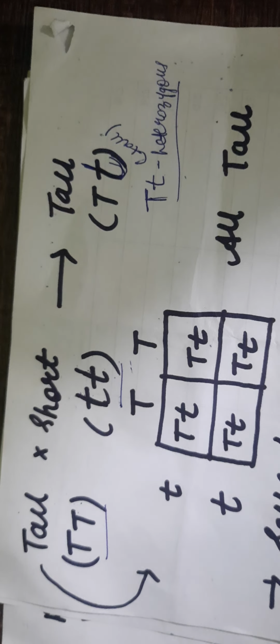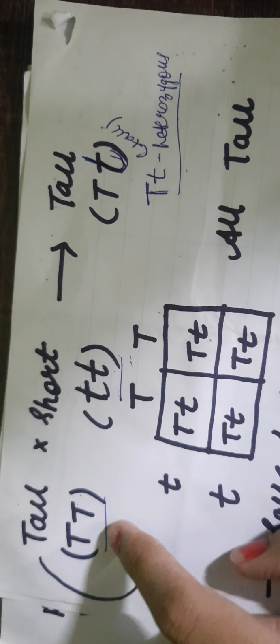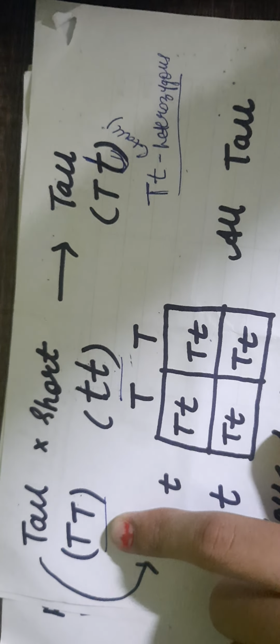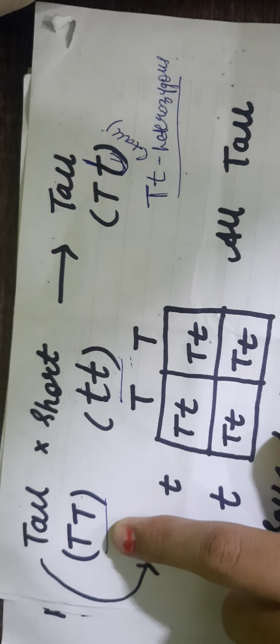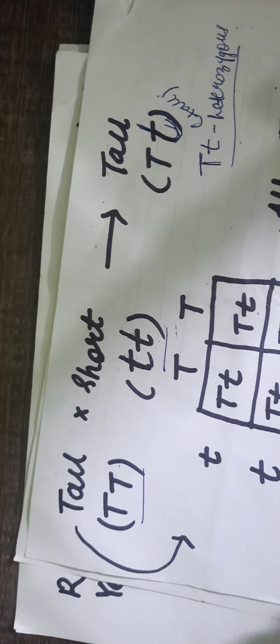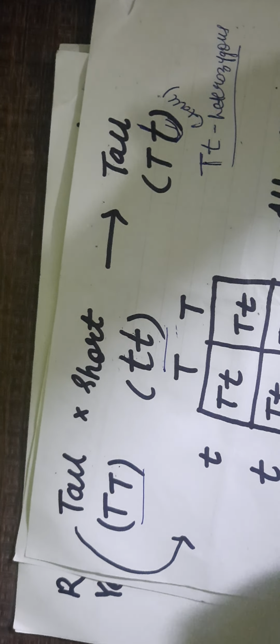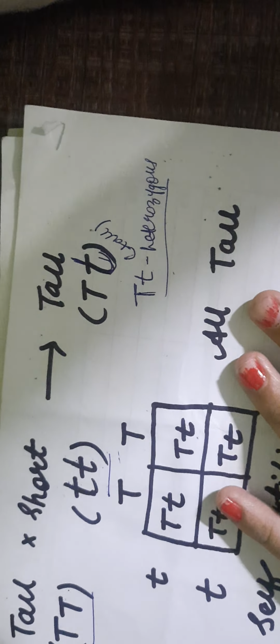Now let me explain. In Mendel's monohybrid cross, what he did was he crossed a tall plant and a short plant. You can see the alleles, right? So what were the progeny? Let me tell you how we consider the alleles of the progeny. So what is the probability?